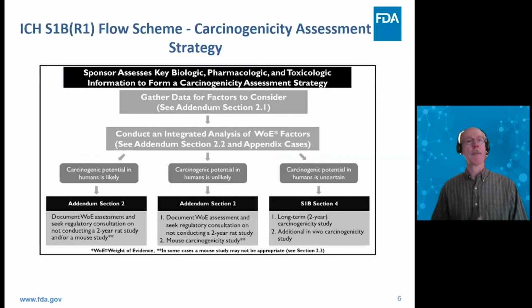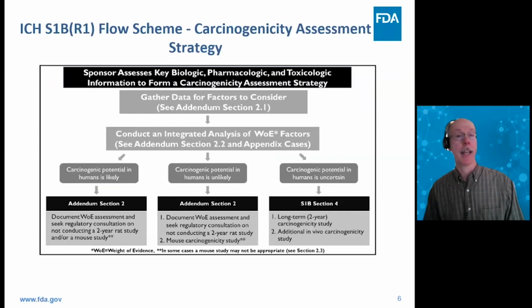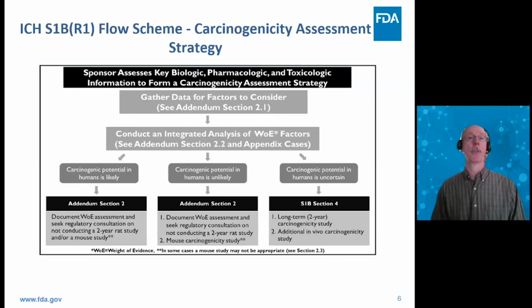This is a flow scheme from the ICH S1B addendum that talks about the weight of evidence approach. So you can see that sponsors would gather the information for all the factors to consider in that guidance document, and the next slide goes over those factors, and then conduct an integrated analysis of those factors and determine one of 3 possible outcomes.